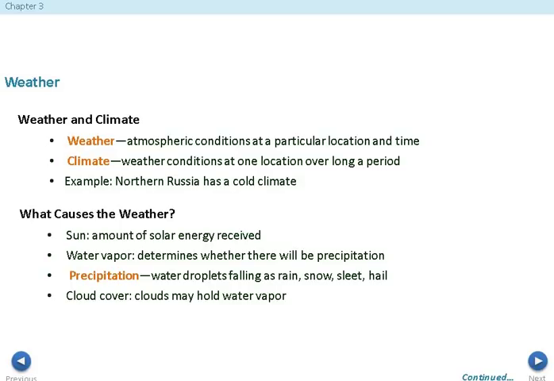Now, weather and climate. Weather: atmospheric conditions at a particular location and time. Climate: weather conditions at one location over a long period of time. This is important for us as geographers because we have to look at weather and climate. The way to determine between the two is that climate is what we see over a long period of time. It's going to be the average, whereas weather is what is out there today. If you look at the Weather Channel, you're looking at what is going on today. If you're looking up climate, you're going to see something a little bit longer: 2, 3, 4 months, 6 months, even a year.